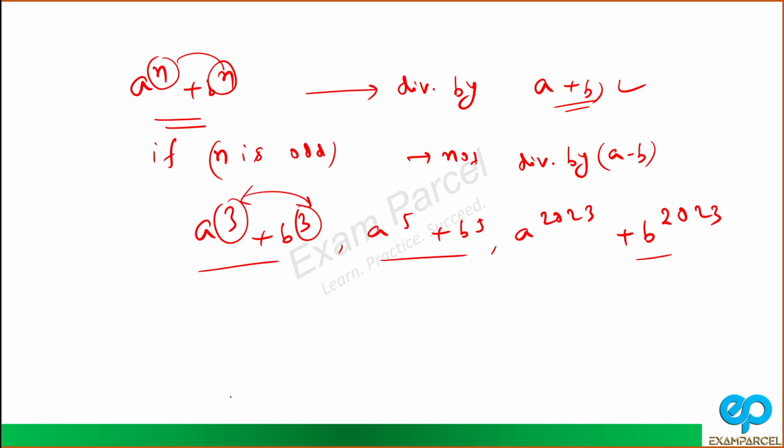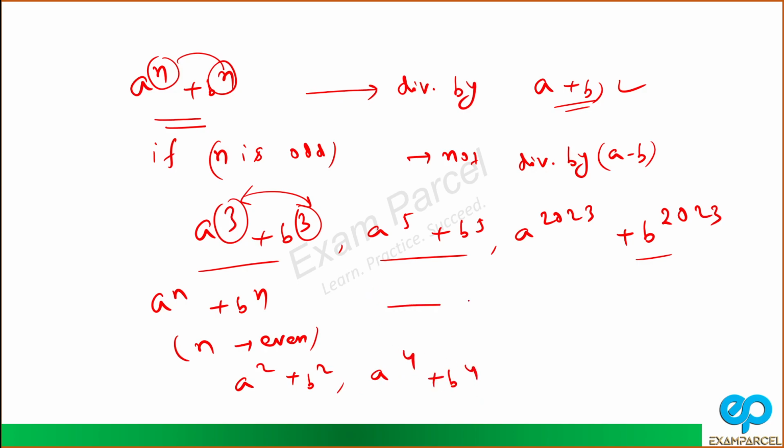Now the second thing is, let's say I take even powers, a raised power n plus b raised power n, where n is even. For example, a square plus b square, a raised power 4 plus b raised power 4. These are neither divisible by a plus b nor divisible by a minus b. So these are not divisible at all.